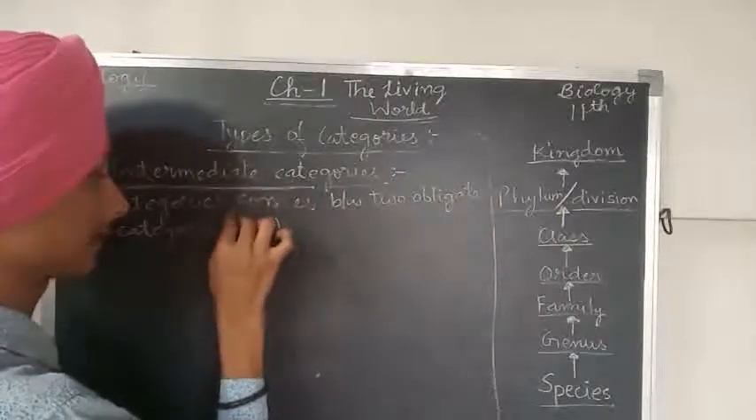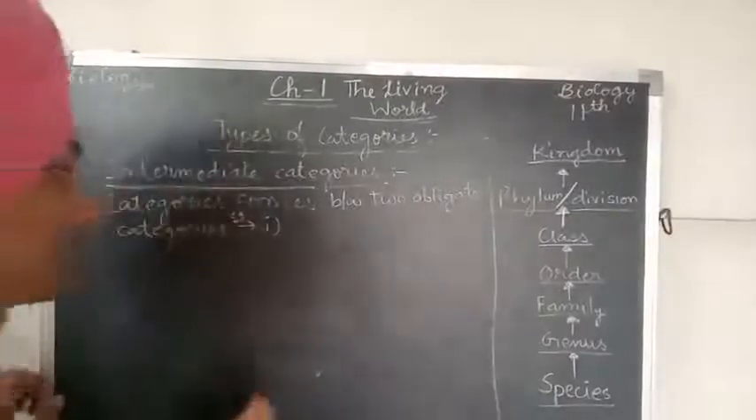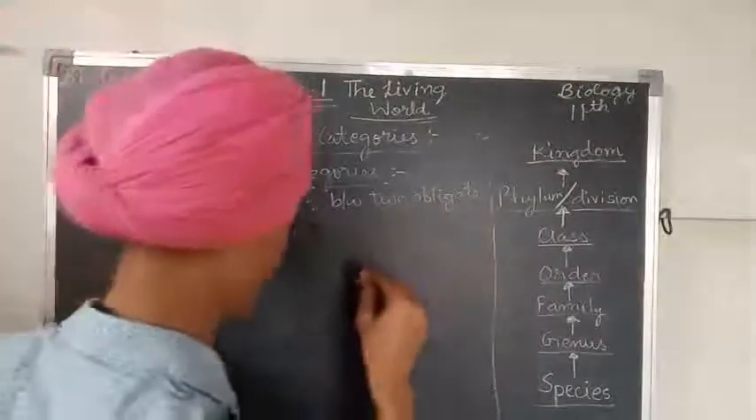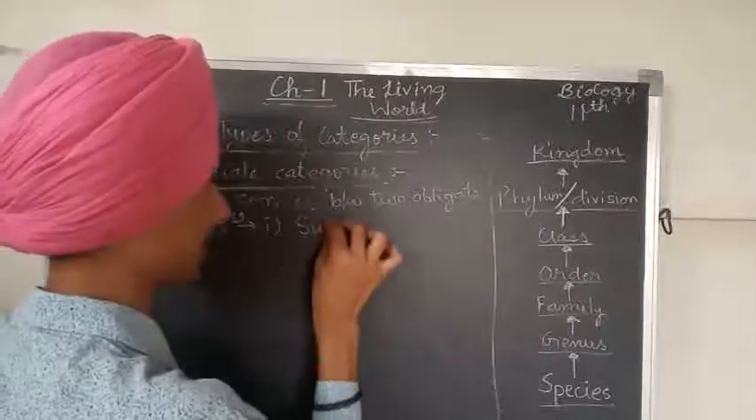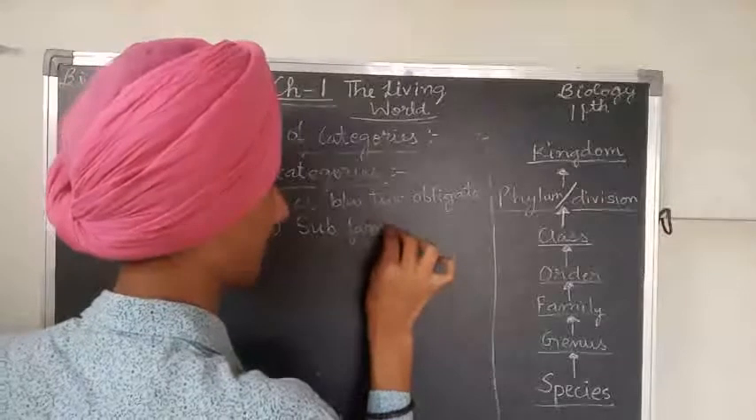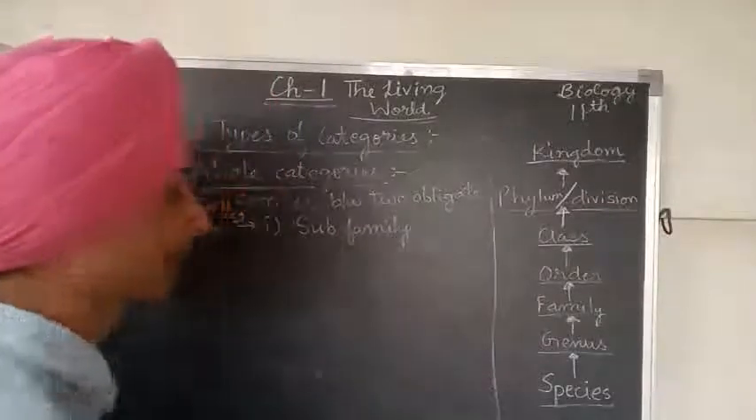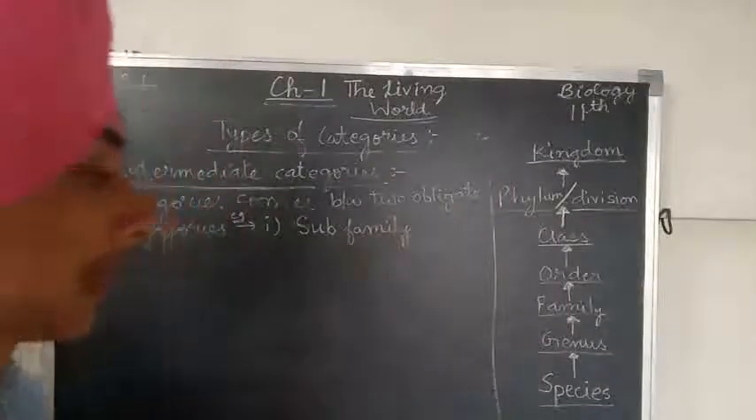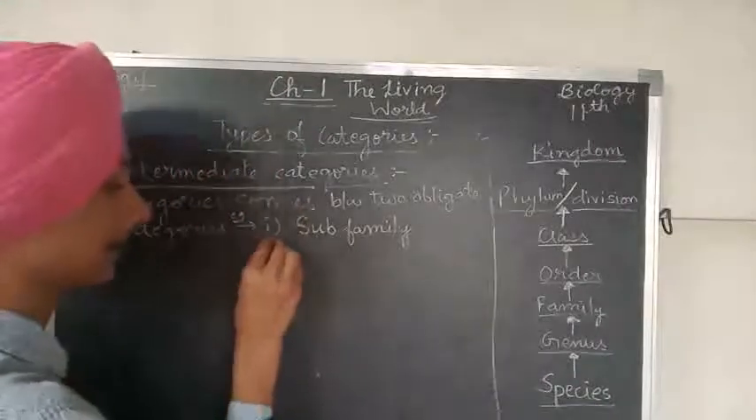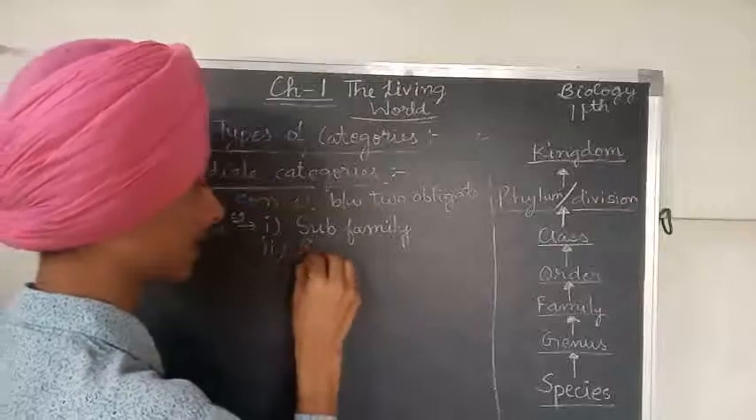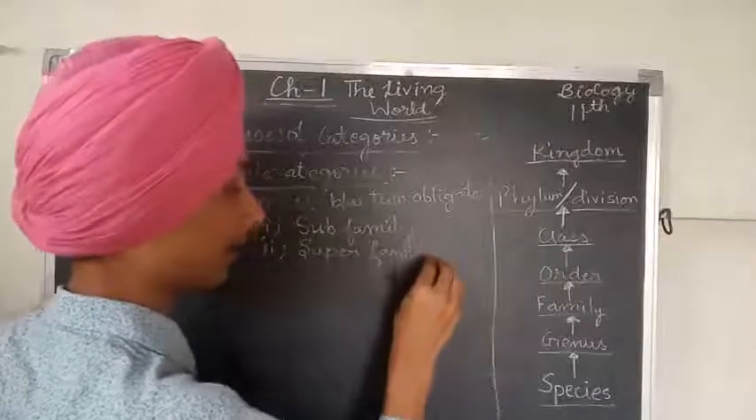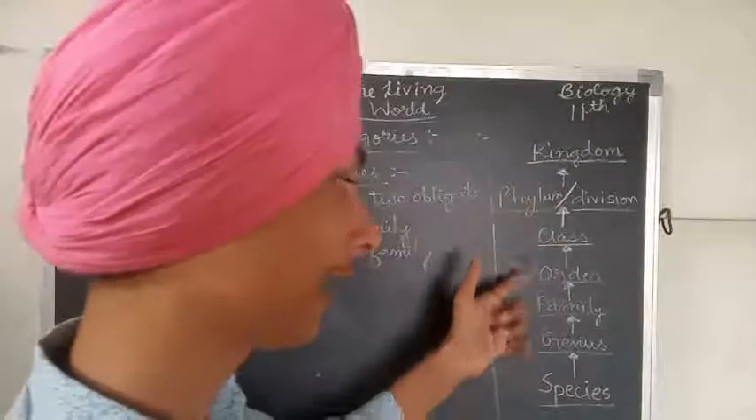First example is subspecies. Next, subfamily. The subfamily category comes between family and genus. Take another example: superfamily. It comes between family and order.